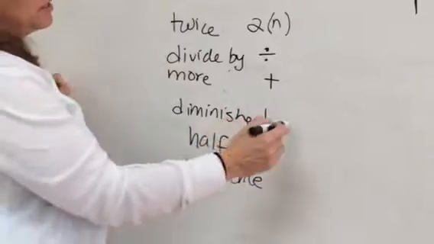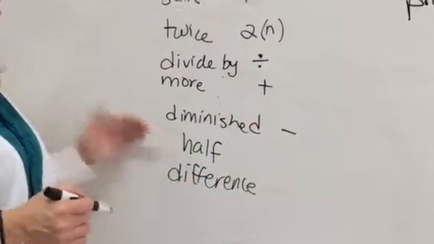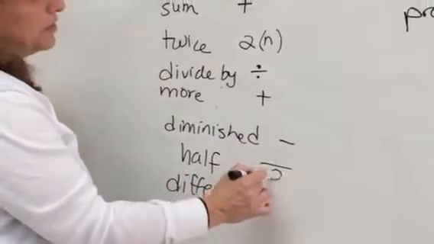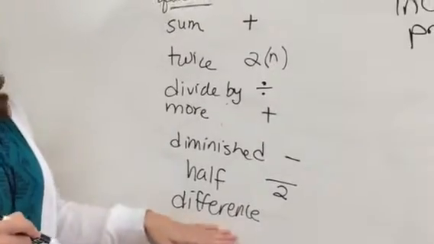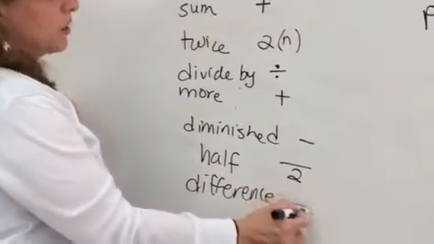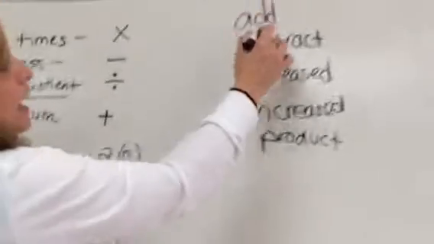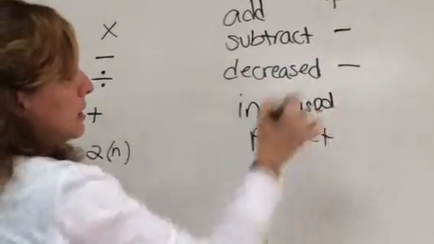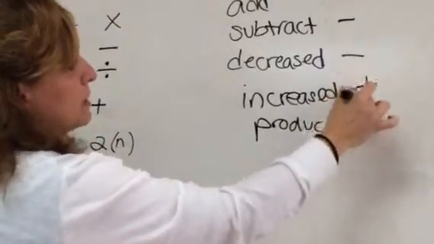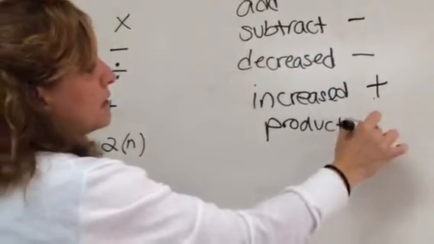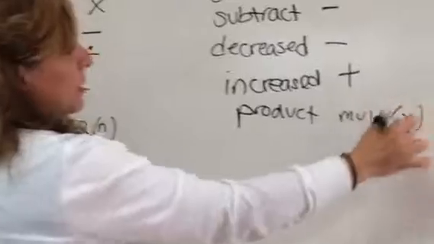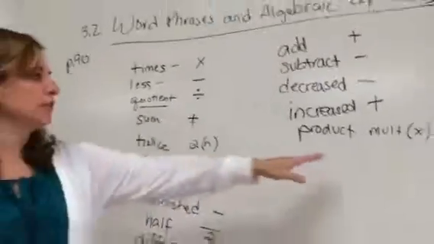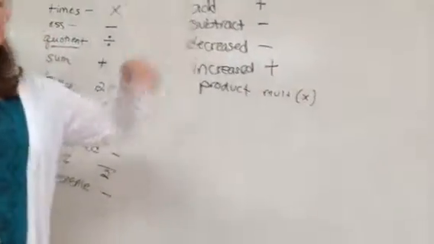Diminished means subtract. Half, if you see something is half, you have to divide by 2. Difference, that's the answer in a subtraction problem. Add means add. Subtract means subtract. Decreased means subtract. Increased means add. And product means multiply.